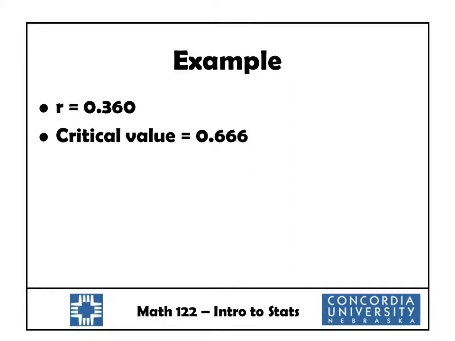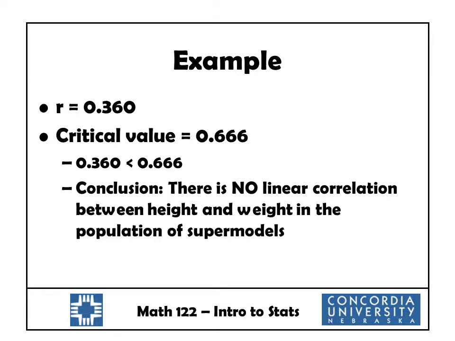If we go to table A6, there n is 9 because we have 9 pairs of data. If we use alpha equals 0.05, we get a critical value of 0.666. Well, our r value is less than the critical value, and so we would conclude that there is no linear correlation between height and weight in the population of supermodels. Having a small r value means that there is not a linear correlation between height and weight in supermodels.